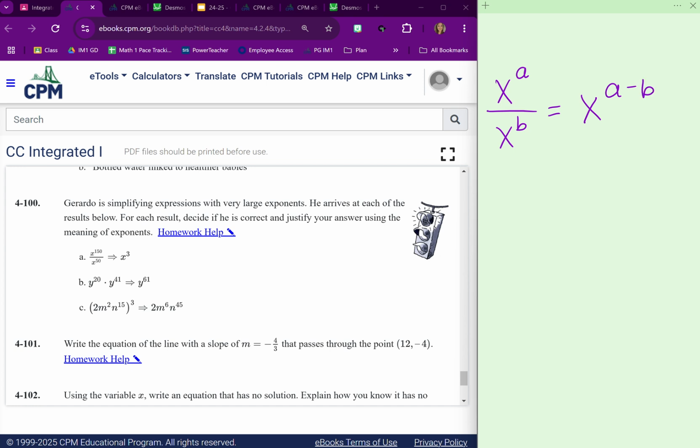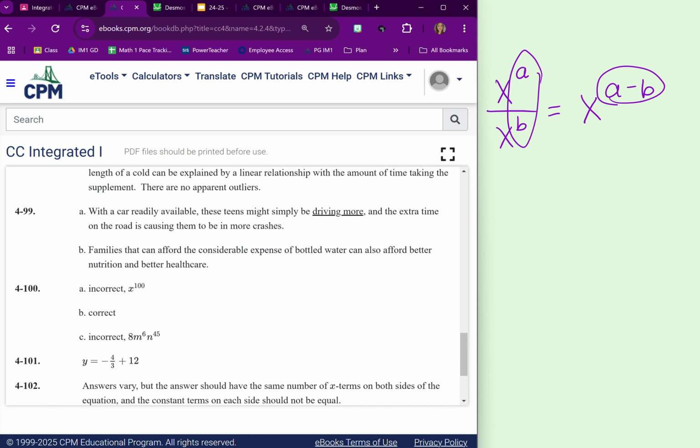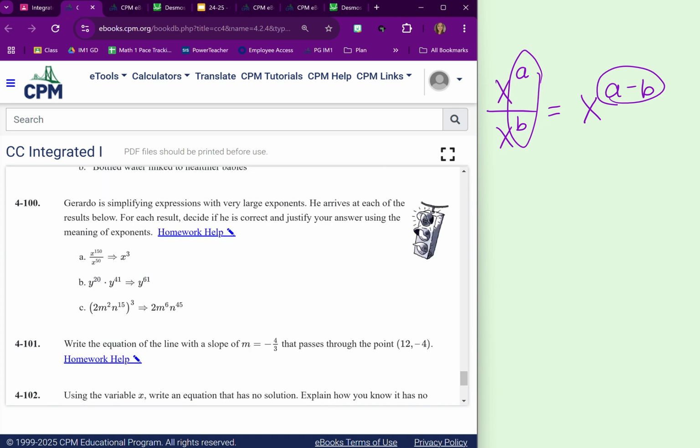So in this first case for 100A, 150 over 50, although 150 divided by 50 is 3, in this case we're not actually dividing our exponents. We should be subtracting our exponents. So the answer is incorrect. It should be 150 minus 50, which is x to the 100th.